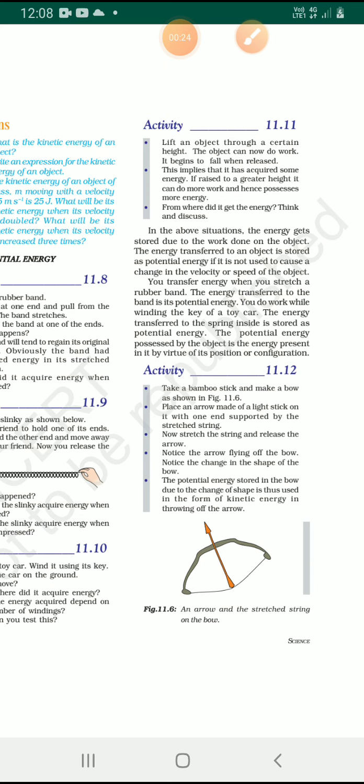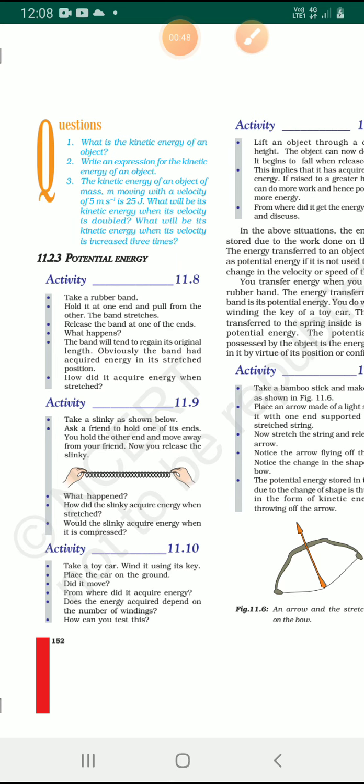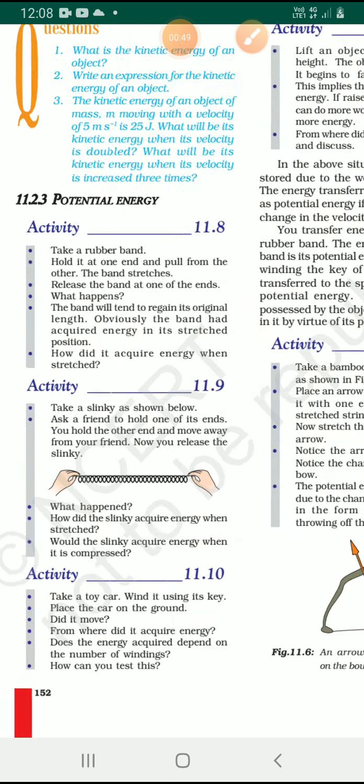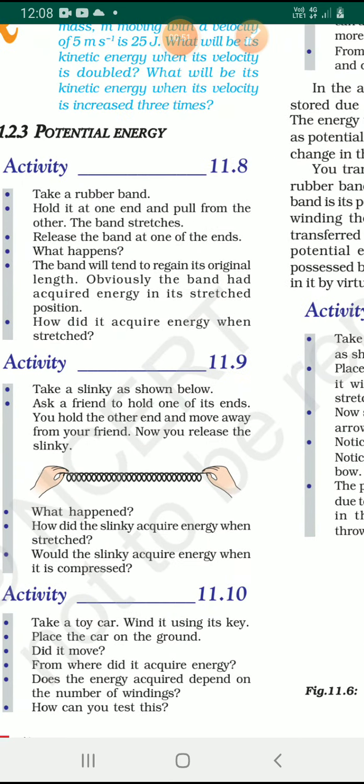Children, in the last class, we discussed potential energy. The definition of potential energy is the energy possessed by a body by virtue of its position, right? If it is by virtue of its motion, it becomes kinetic energy. When it is by virtue of its position, it is called potential energy, and we discussed that in the previous class with the help of a few activities.